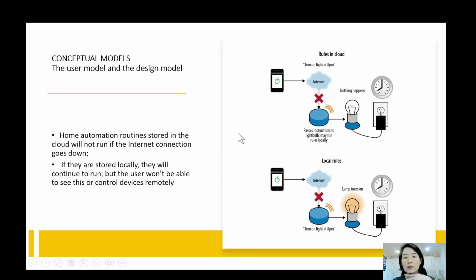So in terms of the conceptual models, for example, home automation routines stored in a cloud will not run if the internet connection goes down. This is cloud-based, yeah? And being cloud-based, definitely you have to connect to the internet. If they are stored locally at home, they will continue to run, but the user won't be able to see this or control the device remotely because you are not connected to the internet. So in short, or in summary, if you want to have a real-time connection to your device, you must go through cloud computing and internet connectivity.